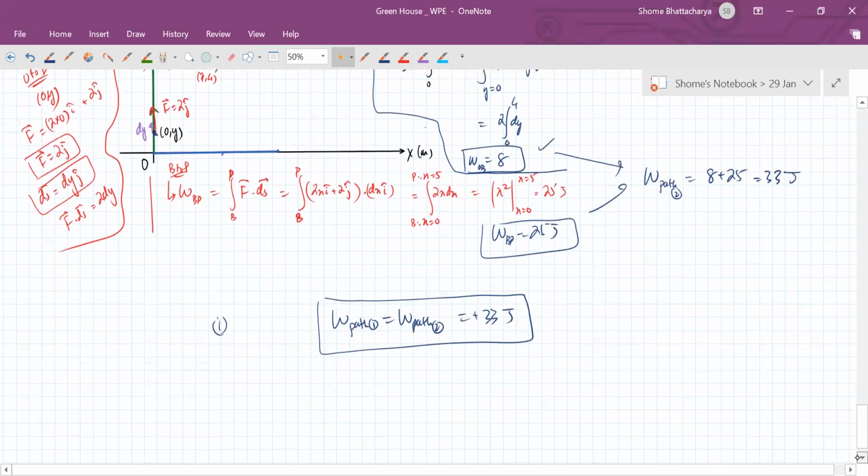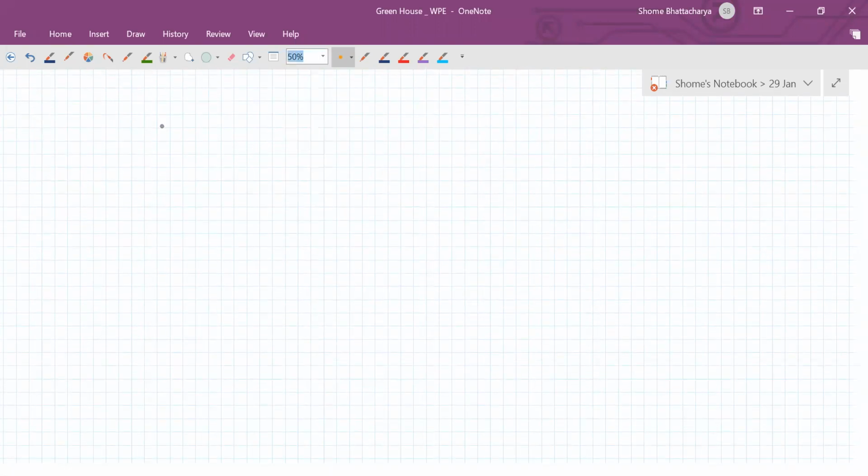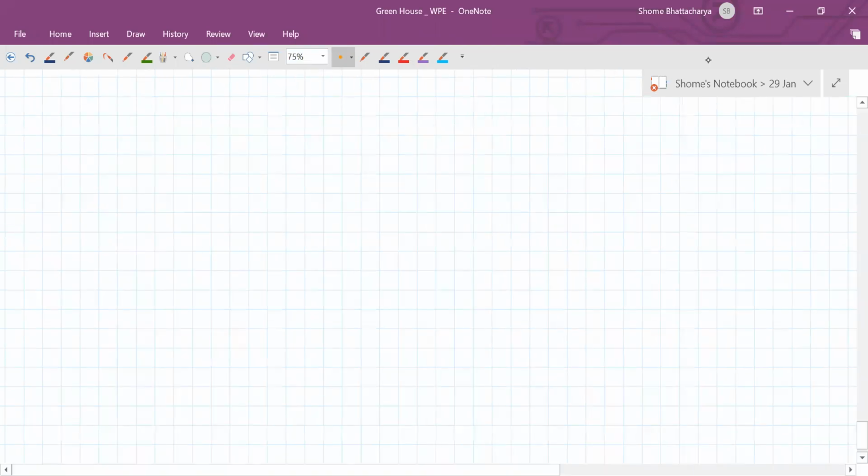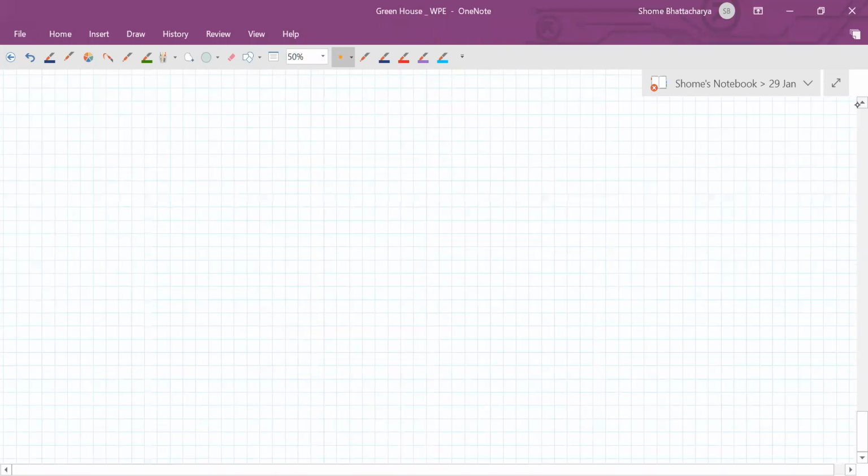Okay. So now coming to the second part, how will I prove that this force is conservative? Okay, finish writing this down.